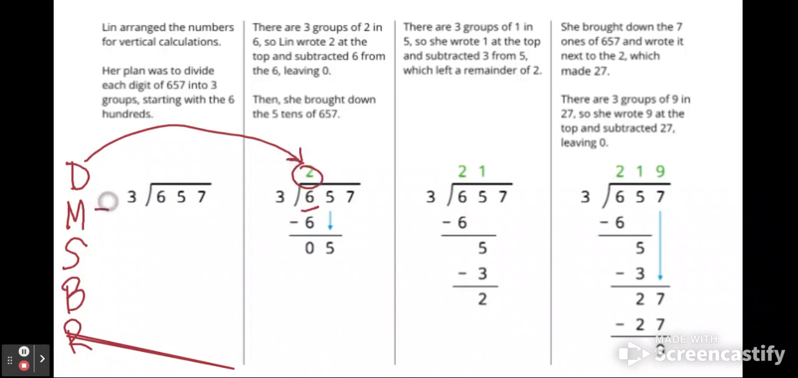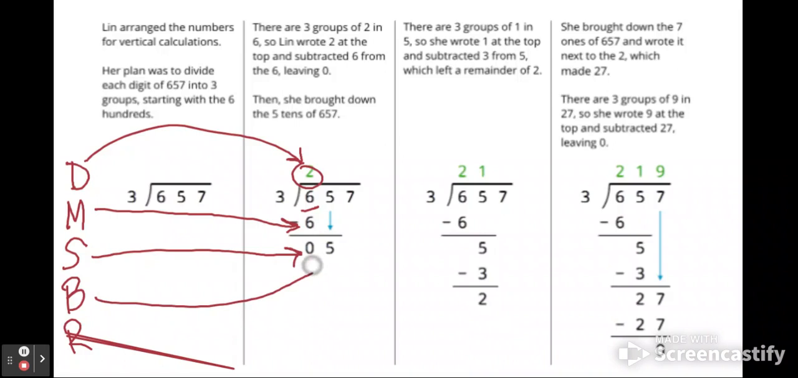Next step, she's multiplying. 2 times 3 is 6, so she's going to write that there. Next step is subtraction. 6 minus 6 is 0. Fourth step is bring down. She brought down the next place value, which in this case happened to be a 5. And then we're going to repeat. That's what that R means, repeat. So we're going back up.